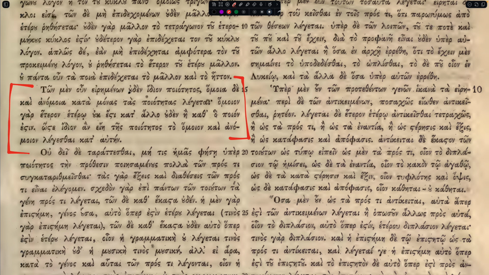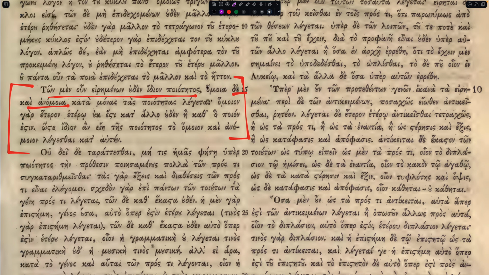Right, so of the aforementioned things, none of them are unique, particular to the qualities. All right. However, homoia de kai anomoia kata monas tas poiotetas legetai. Important. We've reached the end. We've found our conclusion. The experiment is a success.